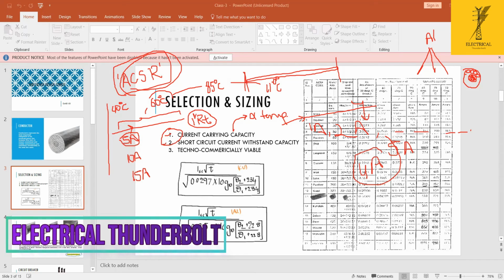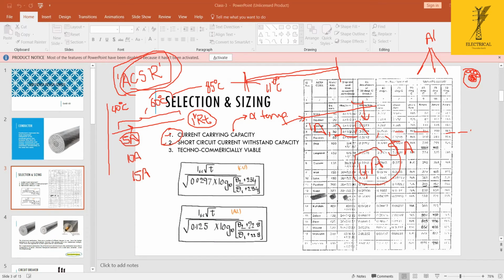Now we can see so many conductors. Okay, let's see that in a while. So this is just a brief introduction of the conductor now. So now let's talk about how to size the conductor.